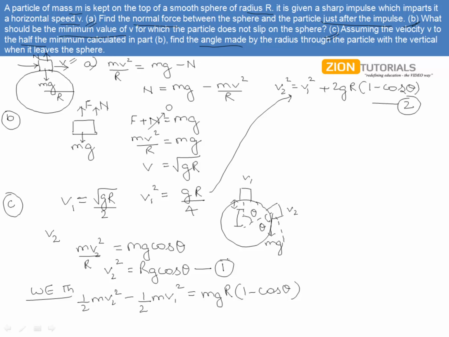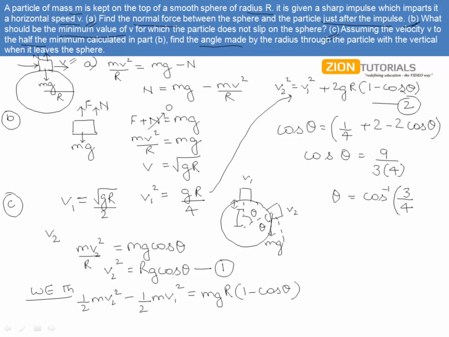Now from equation number 1 and 2, let us equate the values of v2 square, giving us cos theta equal to 1 by 4 plus 2 minus 2 cos theta, or cos theta equal to 9 by 3 into 4, giving us theta equal to cos inverse 3 by 4. So this is the angle where it will slip out.